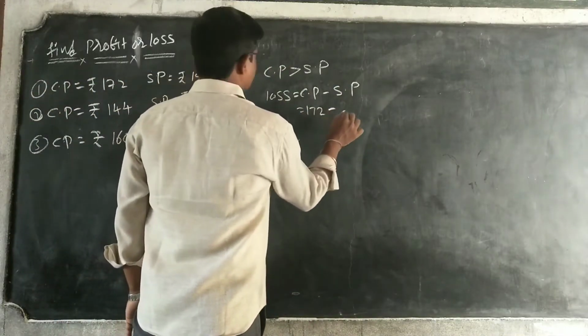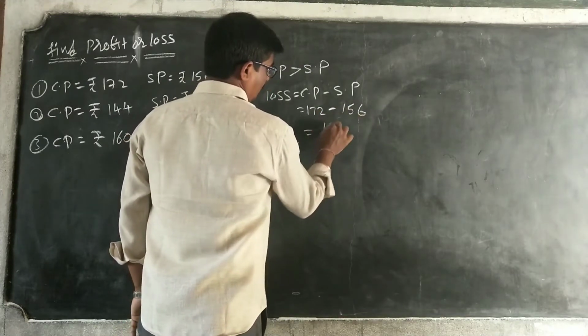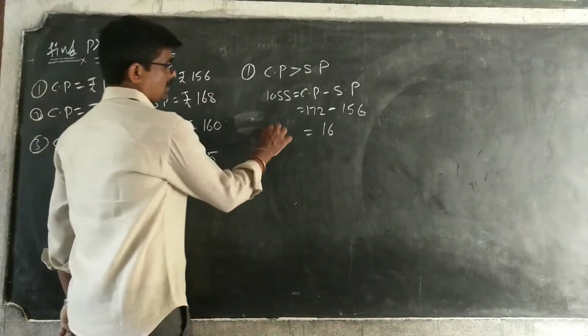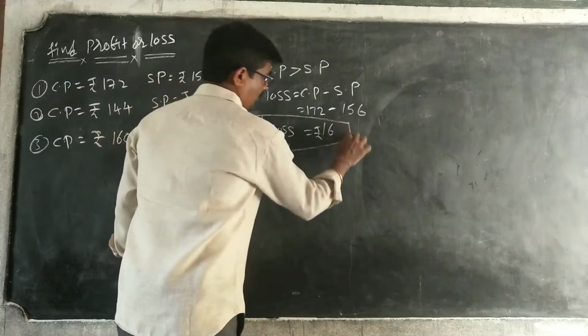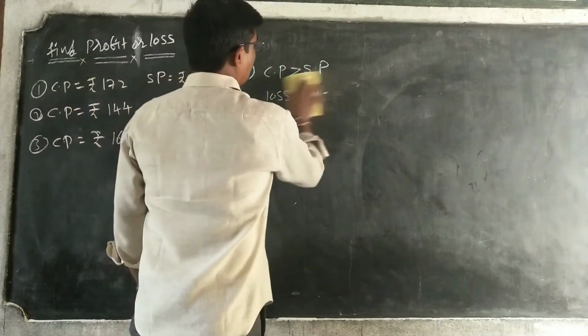172 minus 156. We have to do subtraction. You are getting 16. You are getting 16 rupees loss. Loss how much? Rupees 16. Okay. Next. Again one problem. Second problem.